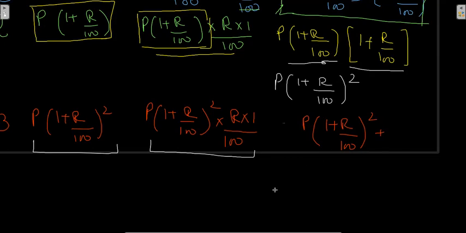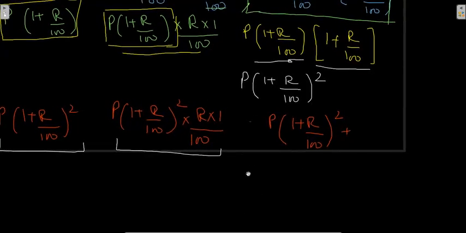plus, now since the term is a little complex with exponents, that's the reason I'm doing one more step so that you get ample clarity on what we are trying to achieve. P into 1 plus r over 100 raised to power 2 and r over 100. Correct? Now, so what do we do here?